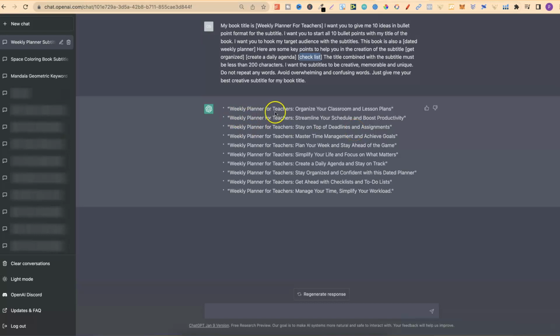So we have weekly planner for teachers, organise your classroom and lesson plans, streamline your schedule and boost productivity, stay on top of deadlines and assignments, master time management and achieve goals. So again, we can see that this is just the perfect prompt for coming up with ideas, or an endless amount of ideas, for your low content books.